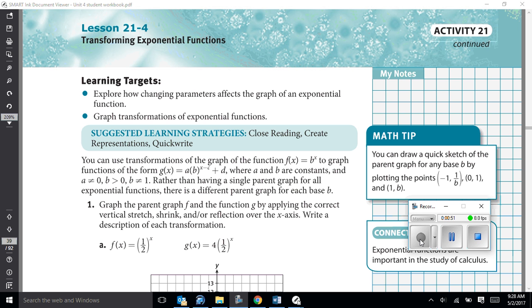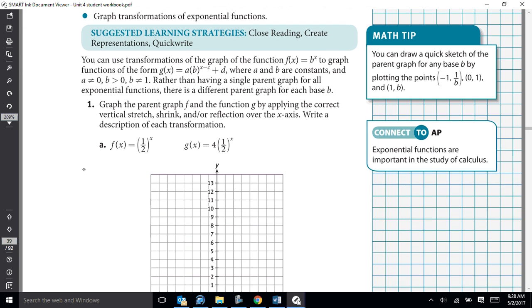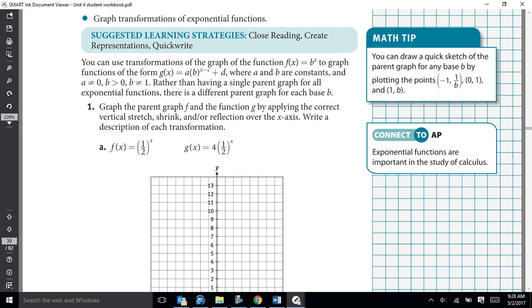All right, so we are going to explore how changing parameters affect the graph of an exponential function and graph transformations of exponential functions. So we're going to look at the parent function for exponential functions and how different graphs compare to that parent function. So you can use transformations of the graph. So we have f of x equals b to the x to graph functions of the form a b to the x minus c plus d, where a and b are constants.